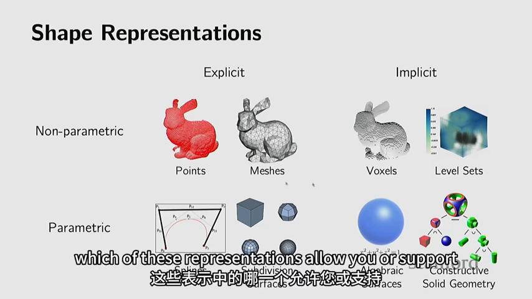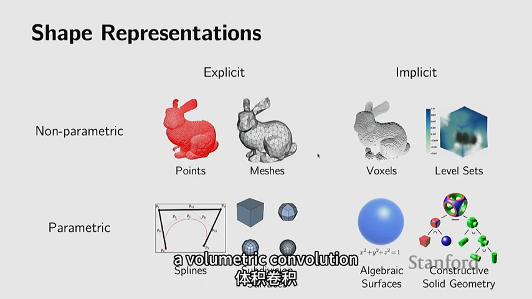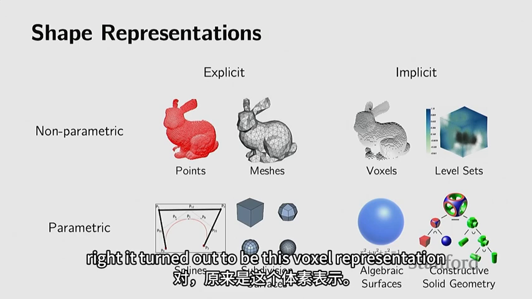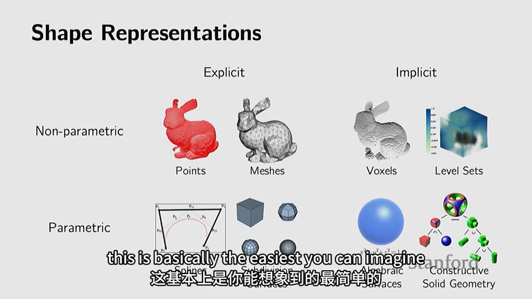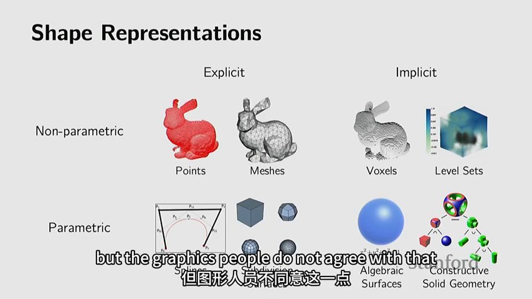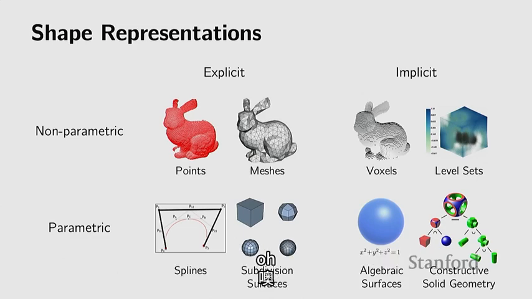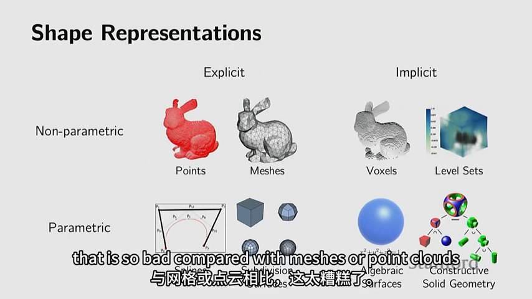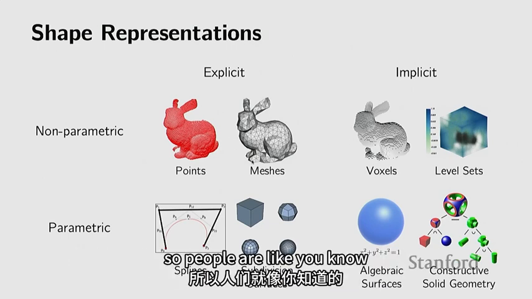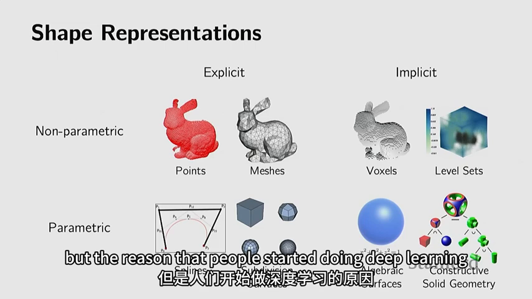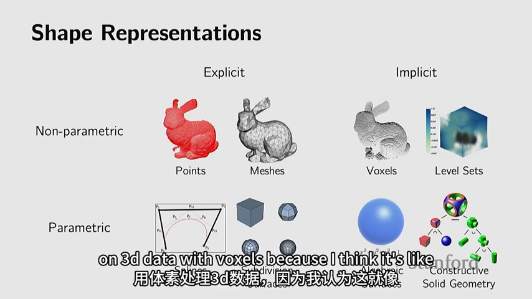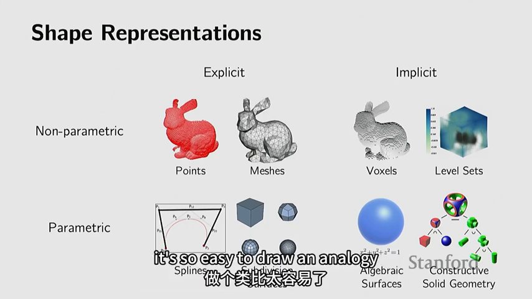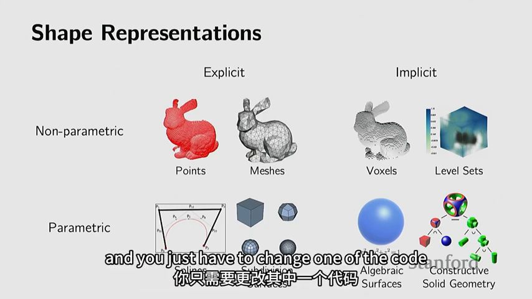Then which of these representations supports a volumetric convolution? It turned out to be this voxel representation. This is basically the easiest you can imagine. But the graphics people do not agree with that. They say this voxel representation is really bad because it's very slow to compute, as we talked about. We have to pre-sample all these values, and you can look at the quality. It is so bad compared with meshes or point clouds. So people ask, why do you want to start with that? But the reason people started doing deep learning on 3D data with voxels is that it's so easy to draw an analogy between pixels and voxels, and you just have to change one line of the code.